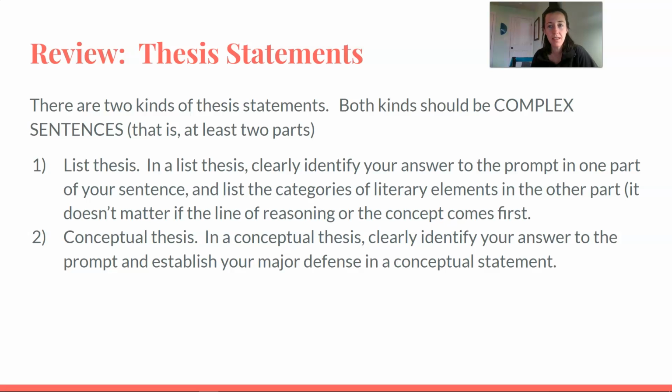So you can choose either a list thesis, where you clearly identify your answer to the prompt, and then you list the categories that comprise your line of reasoning, the literary elements that you're going to explore. It doesn't matter if the line of reasoning comes first and the concept is second, or if the concept is first and the line of reasoning is second in your complex sentence.